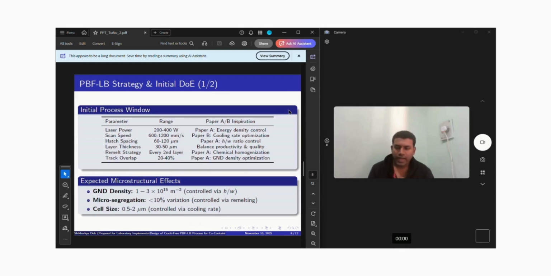The parameter selection rationale includes the laser power to be between 200 to 400 watts. The lower bound of 200 watts must provide energy to melt the refractory metals with high melting points, overcome the reflectivity, and create a stable pool. The upper bound of 400 watts is limited by the vaporization risk, keyholing, and machine capabilities. The scan speed too has to be around 600 to 1200 millimeters per second.